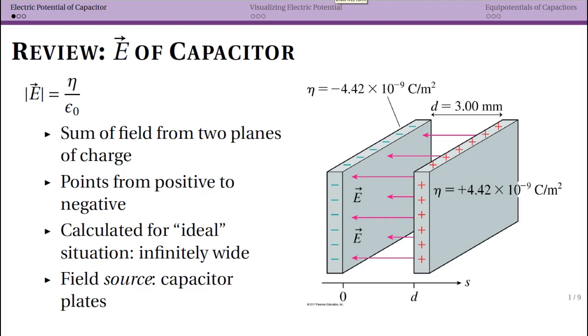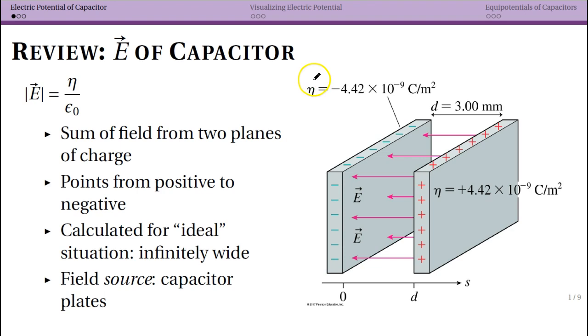Now that we've introduced the basic idea of the electric potential, let's start looking at the electric potential of different scenarios. We're going to start with our parallel plate capacitor. And remember that that gave us a uniform electric field. And we know that that electric field was equal to eta, the surface charge density on these plates.